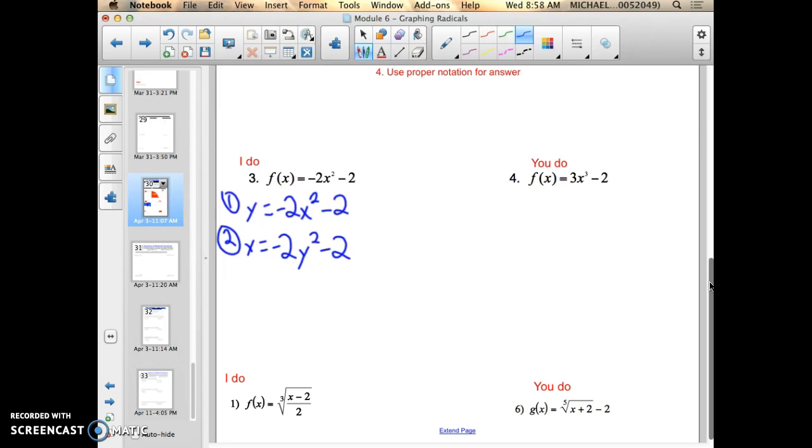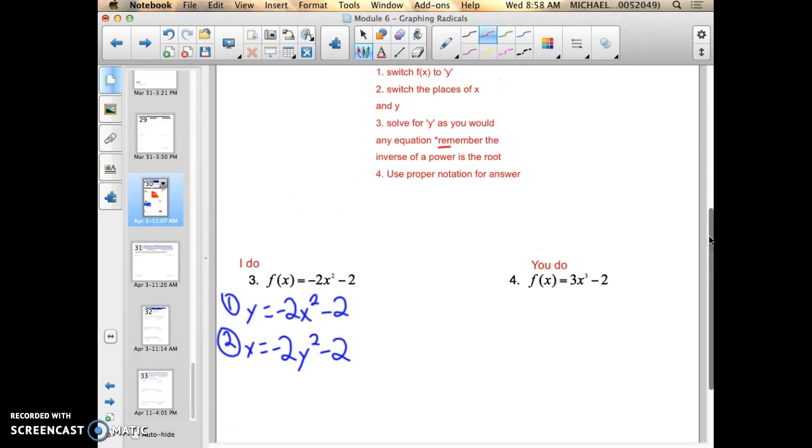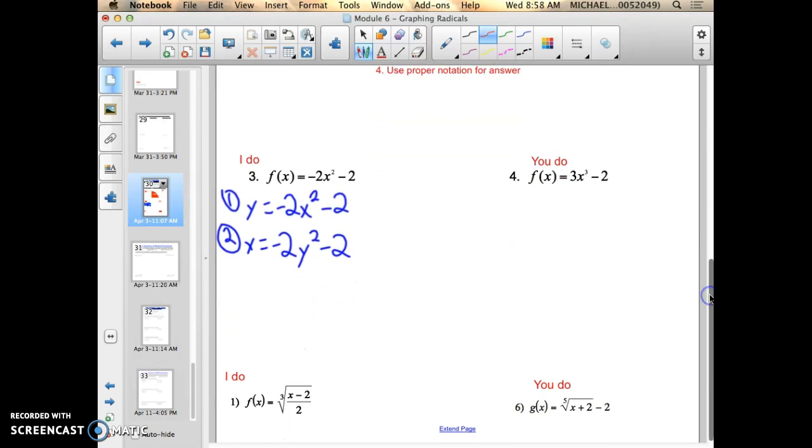All of the points or all the values on a graph or a table or whatever it might be of a function, the x values would be the y values in the inverse. All right, step 3 then is to solve for y. This process is going to look a little bit different, and I wrote in step 3 that remember the inverse of a power is the root and vice versa. So that's what we're going to be working with right now.